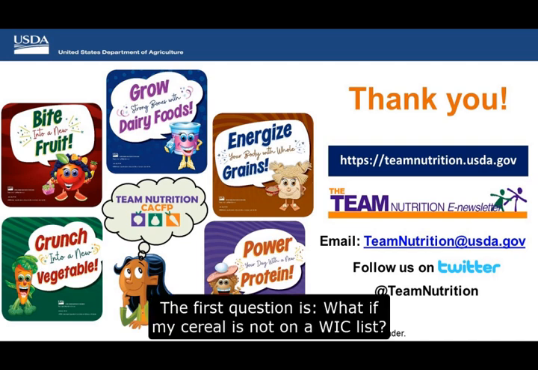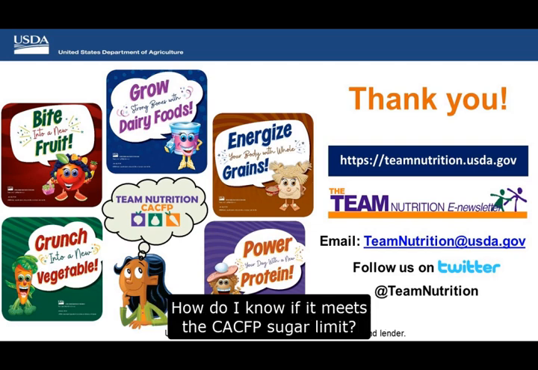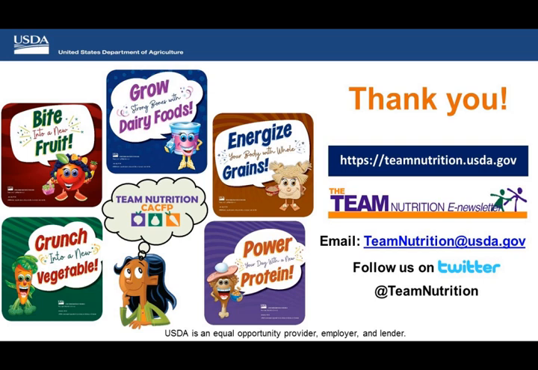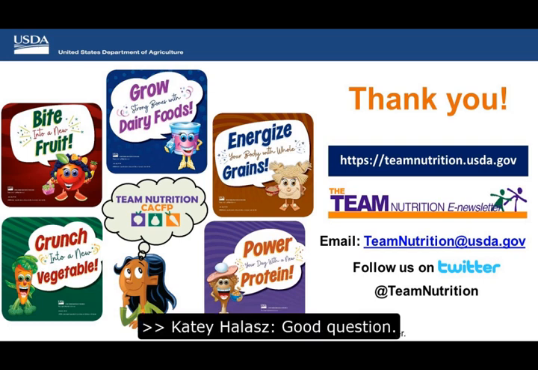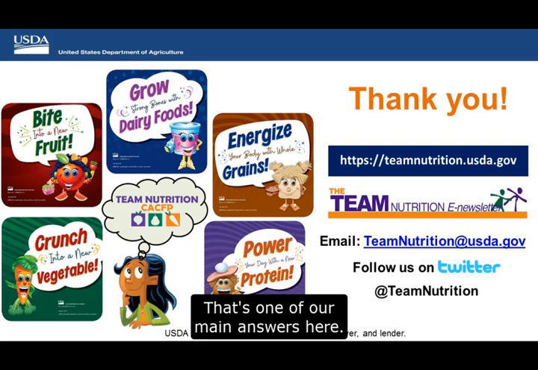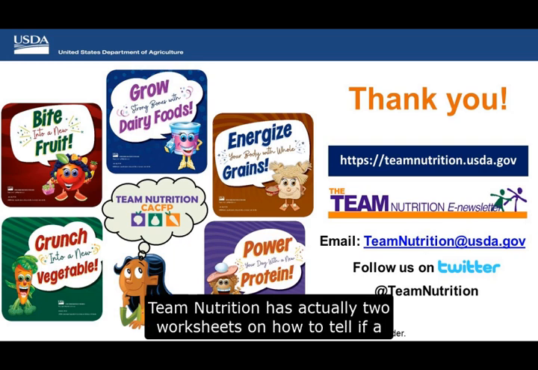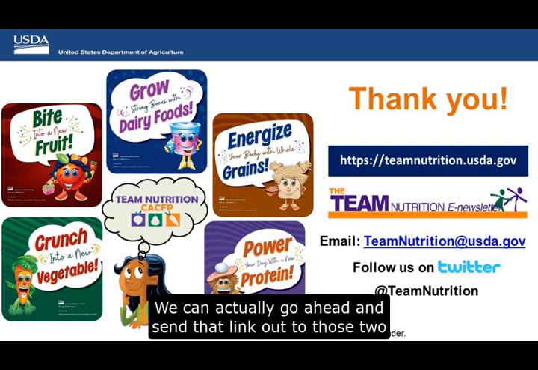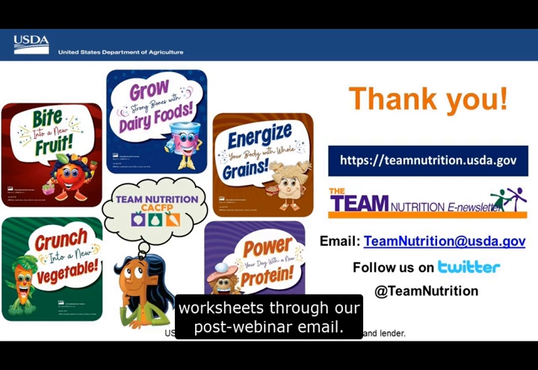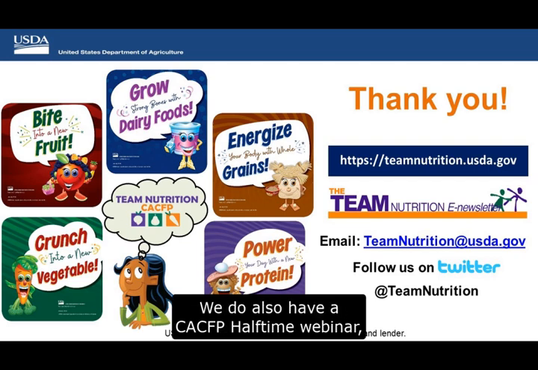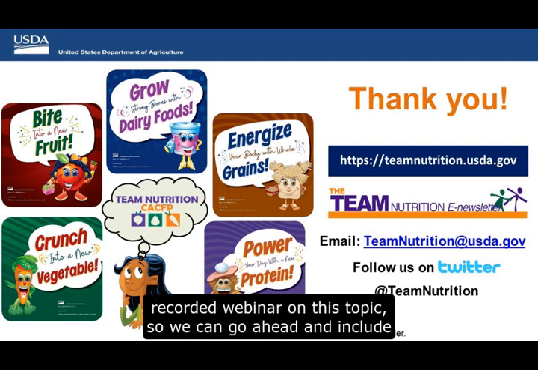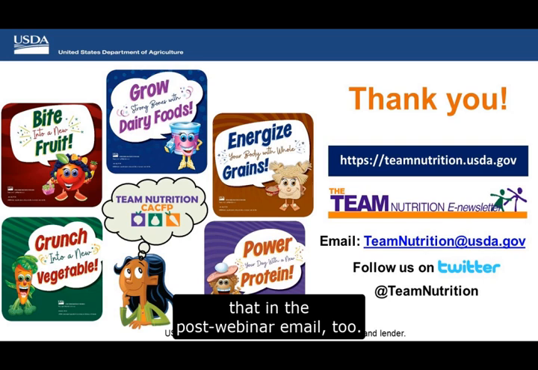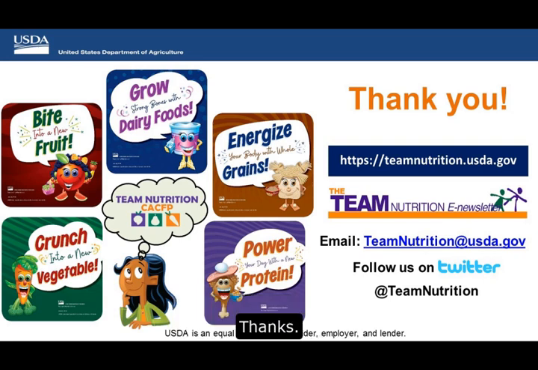So the first question is, what if my cereal is not on a WIC list? How do I know if it meets the CACFP sugar limit? Good question. And we have a worksheet for that. Team Nutrition has 2 worksheets on how to tell if a breakfast cereal meets the sugar limit of no more than 6 grams of sugar per ounce of cereal. We can send that link out to those 2 worksheets through our post-webinar email. We do also have a CACFP halftime recorded webinar on this topic. So we can include that in the post-webinar email too.